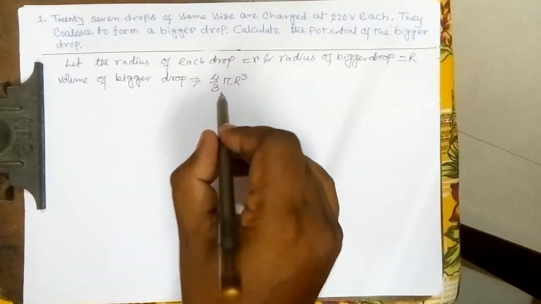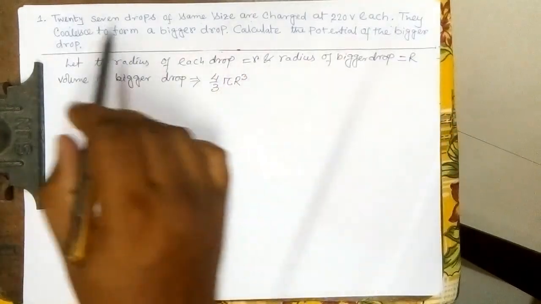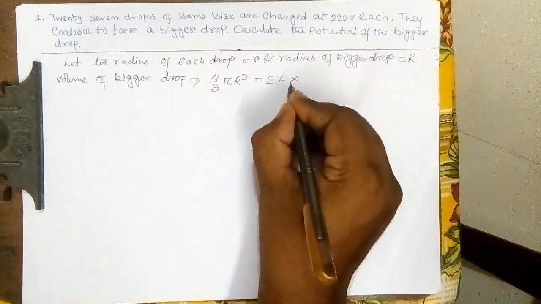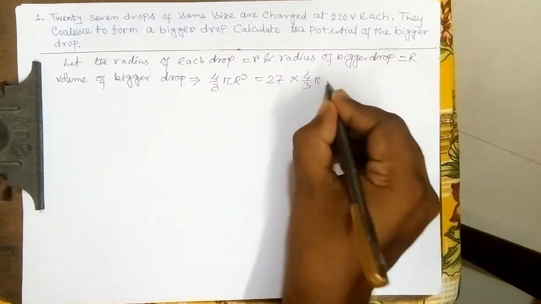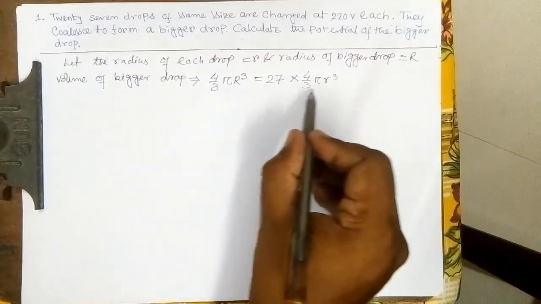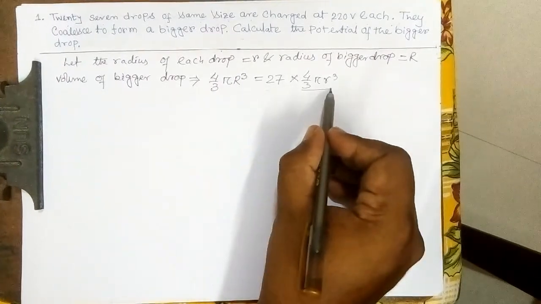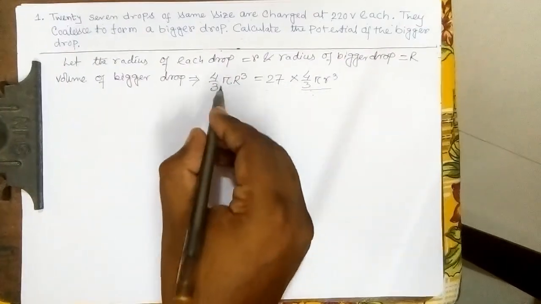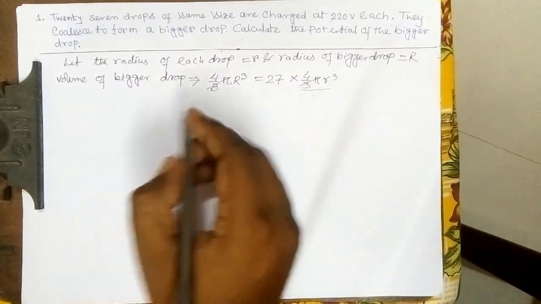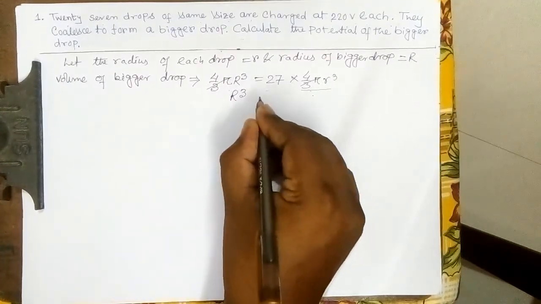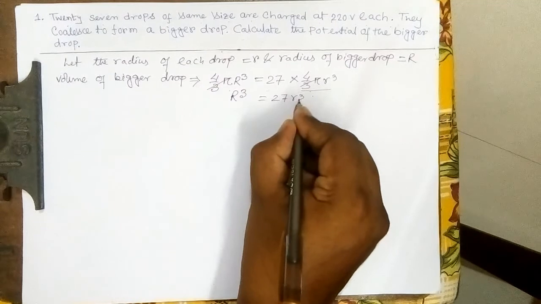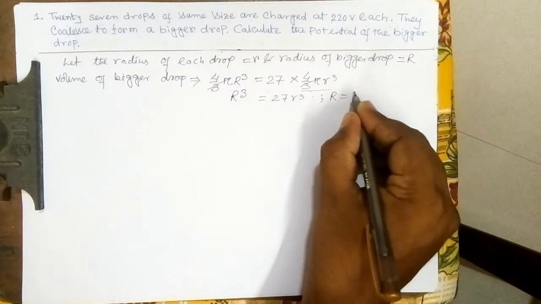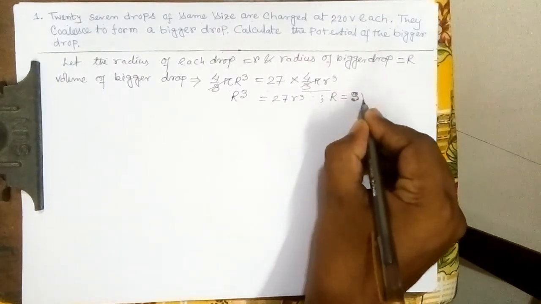Acha, how is this formed? This is formed by coalescing 27 drops. So that should be equal to 27 into 4/3 pi small r cube. Means by coalescing 27 small drops, we will get one big drop. So these two volumes should be the same. So the 4/3 pi on both sides will cancel out. Capital R cube equals 27 small r cube. And from here we can conclude capital R equals 3 r.